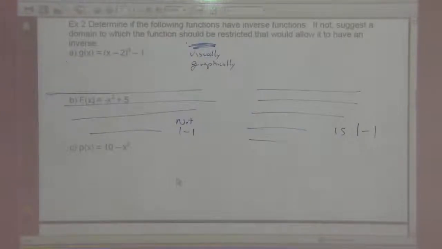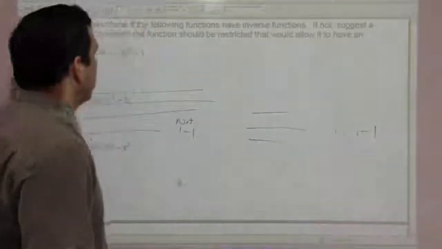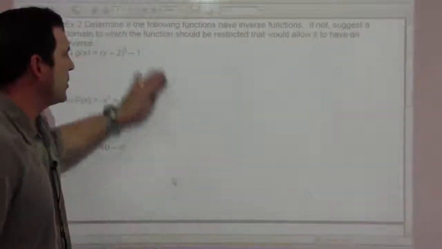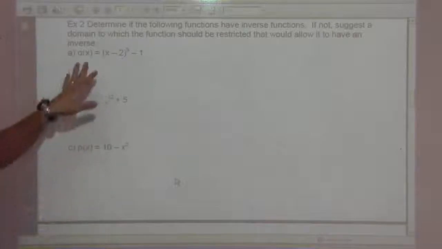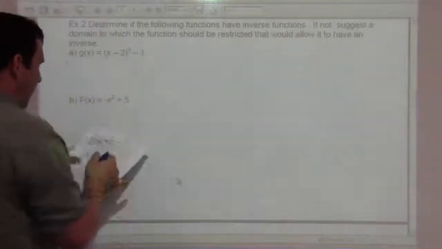So we're going to determine which of the following functions have inverses. If they have inverses or not, if not, suggest a domain to which the function should be restricted so it'll have an inverse. The first case, g of x equals (x minus 2) cubed minus 1.